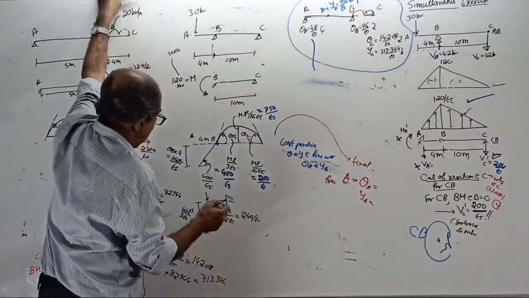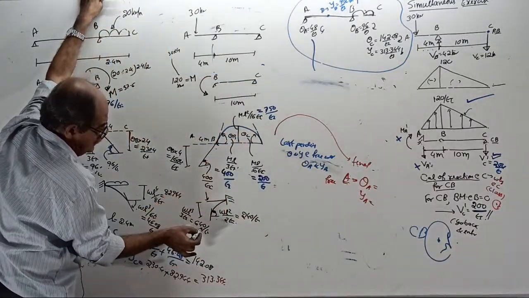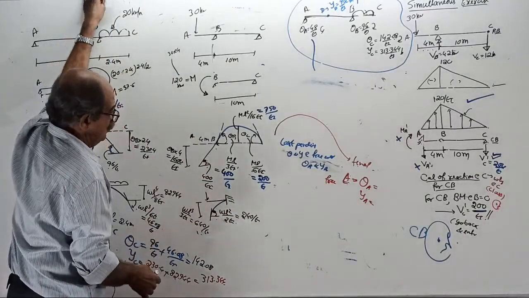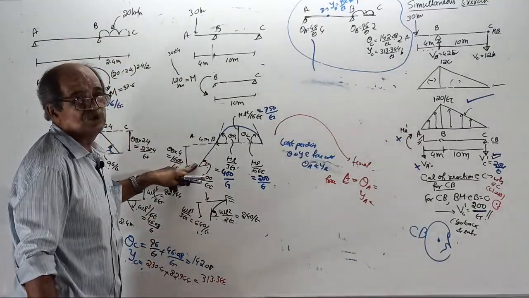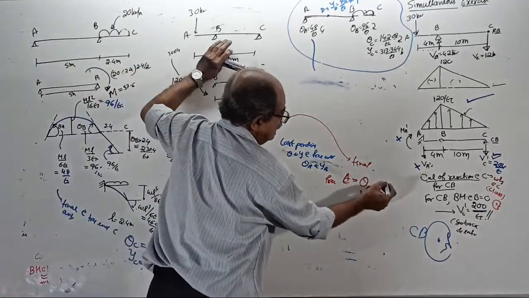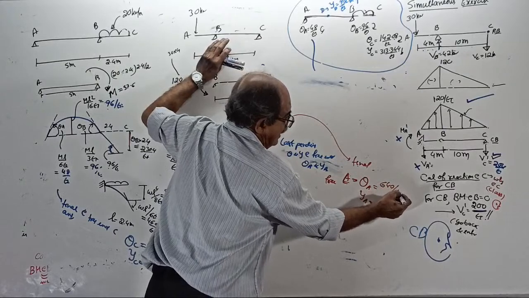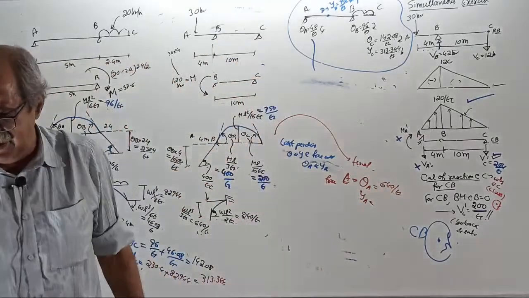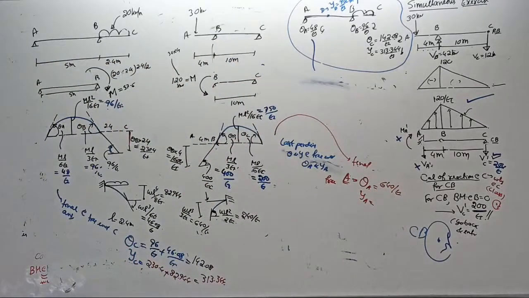Fast answer. 400 plus 240. 400 is the slope, the original slope here, plus 240 extra. 640, yeah? 640 by EI, yeah? Correct? Is it 640 by EI?